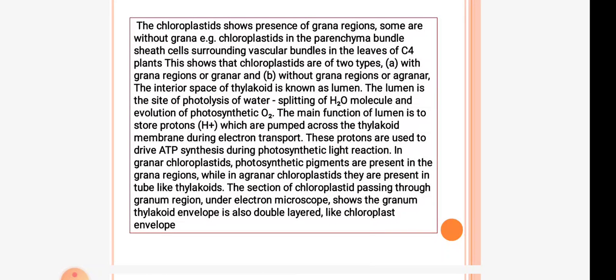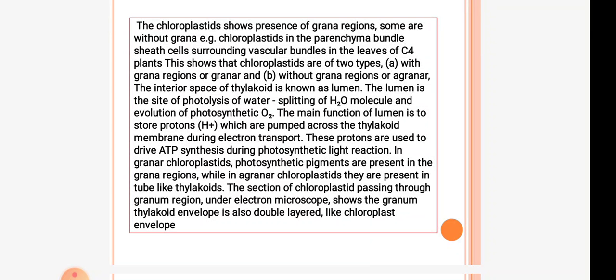The chloroplastids show presence of grana regions. Some are without grana, for example, chloroplastids in parenchyma bundle sheath cells surrounding vascular bundles in C4 plants. This shows that chloroplastids are of two types, with granar region, granar, and without granar region, agranar.